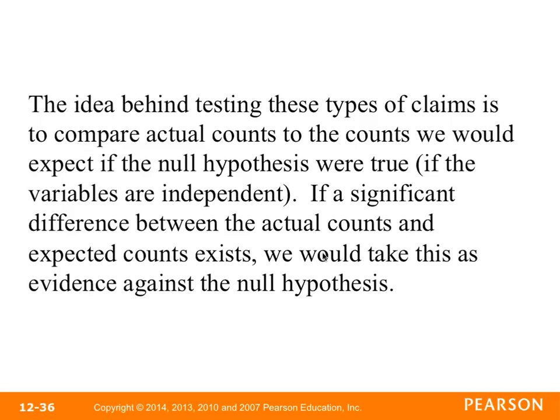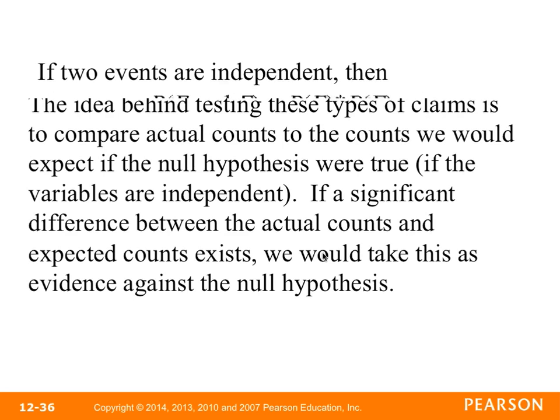And then if a significant difference exists between the actual and the expected, then we take this as evidence against our null hypothesis. Now, it's important to remember that if two events are independent, the probability of E and F happening is just the product of the two, probability of E times probability of F. That's our multiplication principle for independent events. And we can use it to obtain the expected proportion of observations within each cell under the assumption of independence and multiply this result by n, the sample size, in order to obtain the expected count within each.